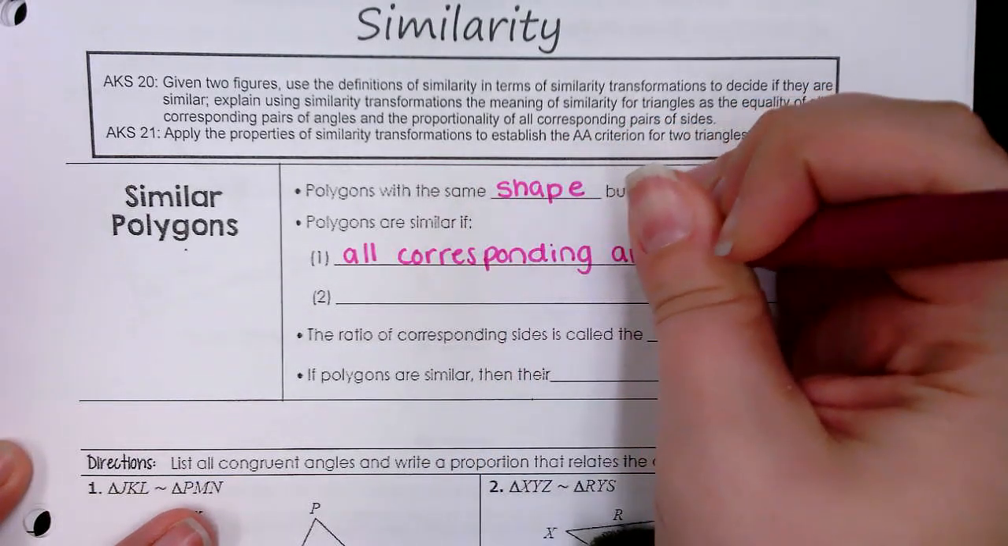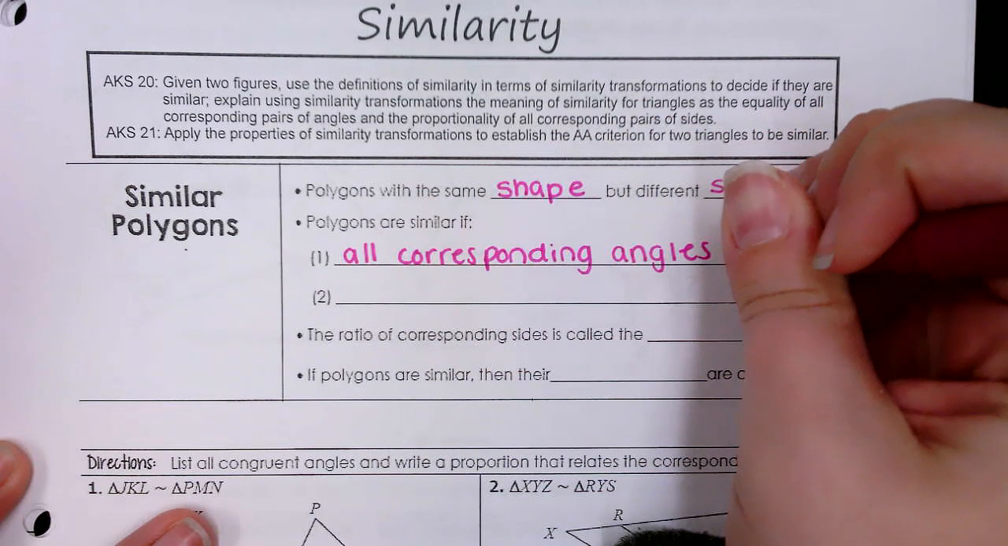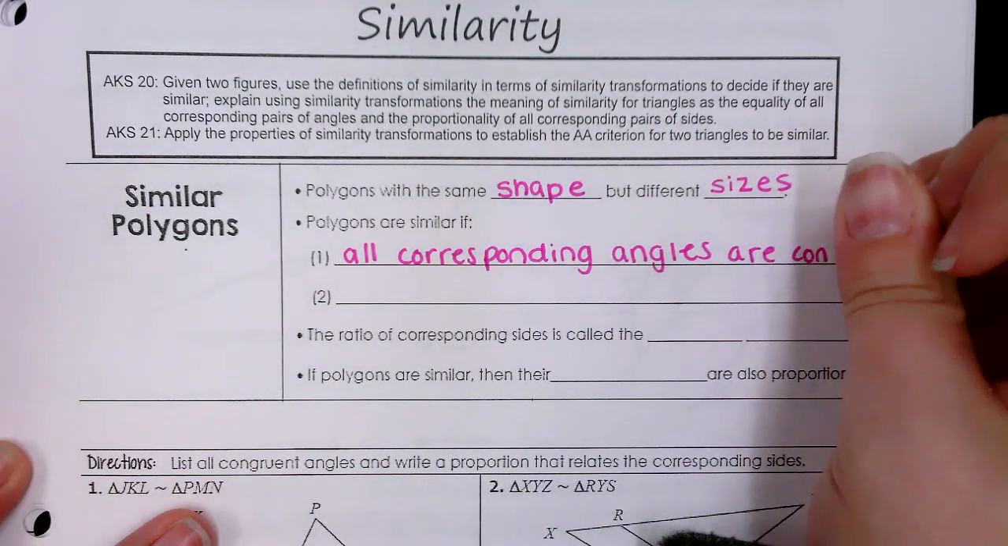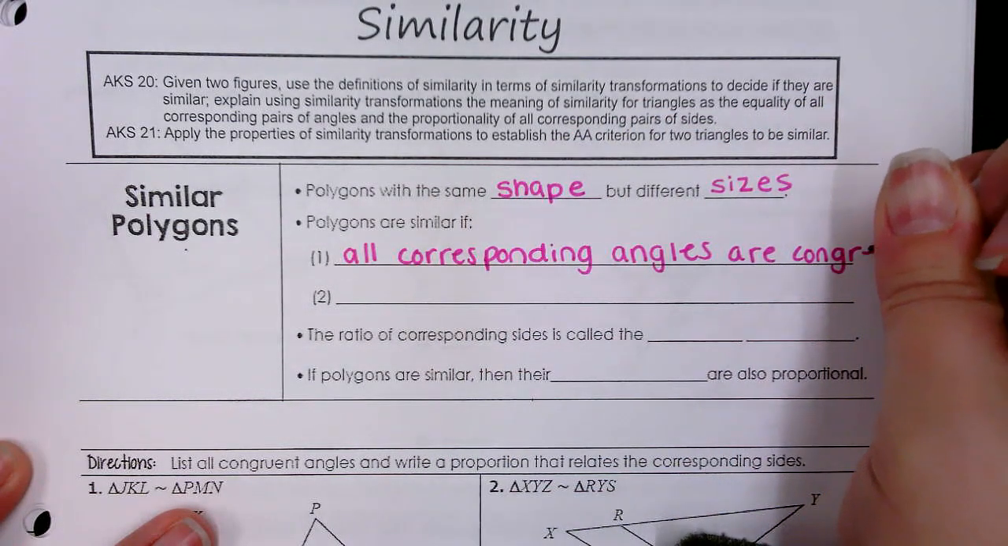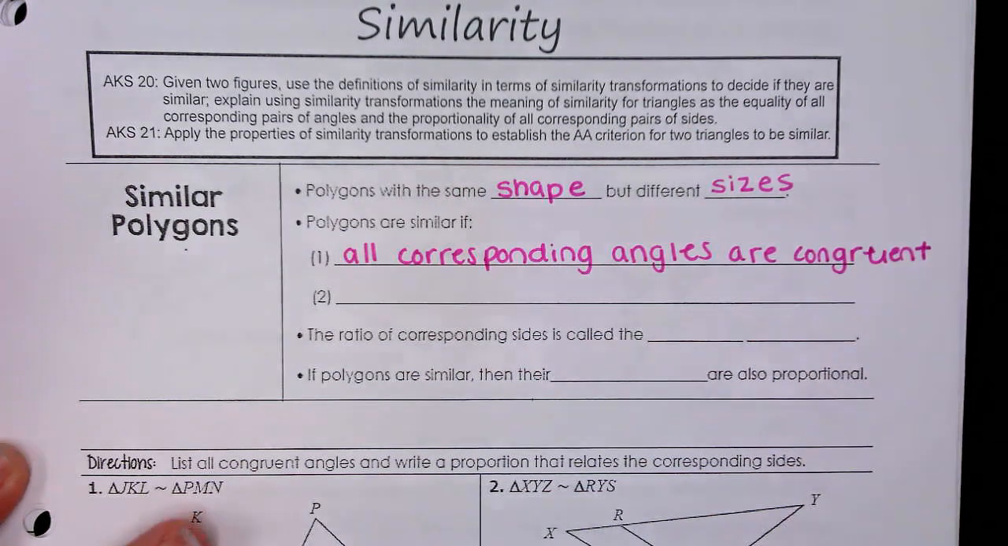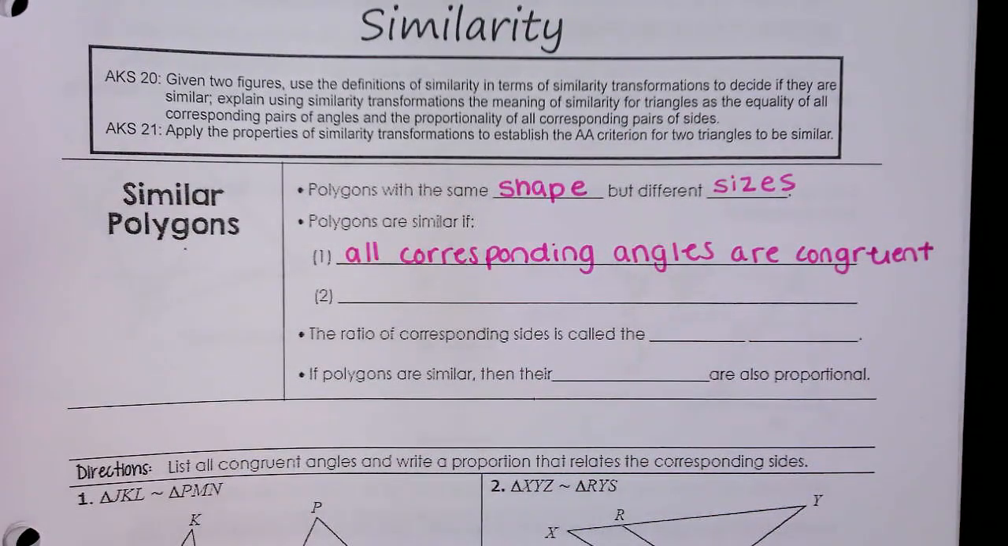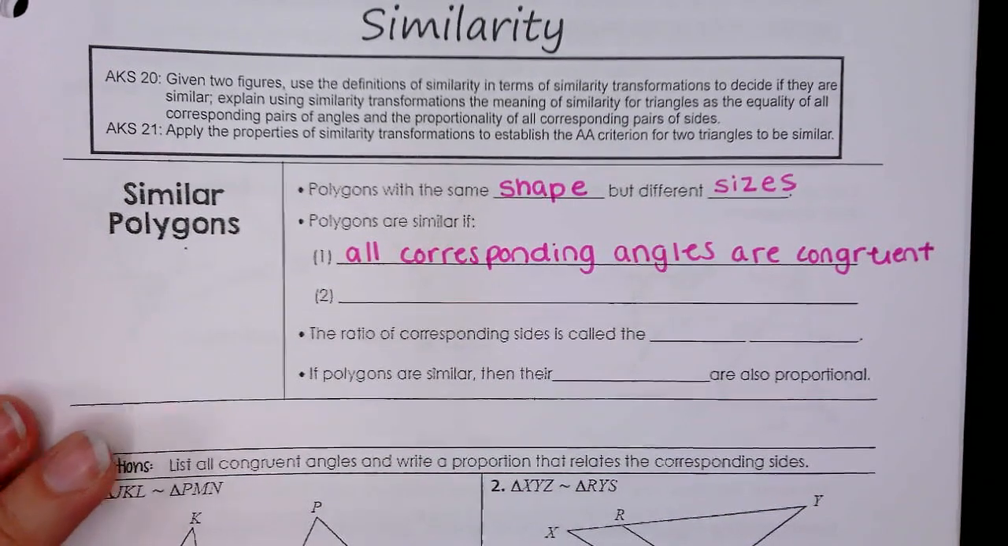angles are congruent. So as you change your size, the angles will actually end up staying the same. So all corresponding angles in similar polygons are congruent.